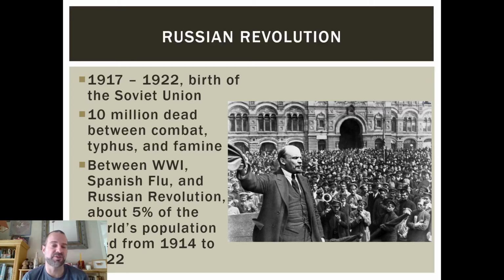So 10 million dead between combat, typhus, so all disease, but typhus was a real big one, and famine, as these people die and these farms go untended. They were not growing food, and so a lot of people die from starvation. So between World War One, the Spanish flu, and the Russian Revolution, about 5% of the world's population dies, which is a big number. And anytime you have sort of death on that scale, that catastrophic, you are going to have impacts. Again, much as we discussed with the Black Death.